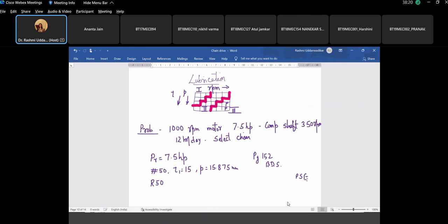The table will give us the breaking load for the R50 chain; this is page number 7.72 as per my book. R50 chain. R is roller chain, single strand. R50, pitch 15.875. Got it? What is the breaking load? Right. Sorry, 15 is a 19.